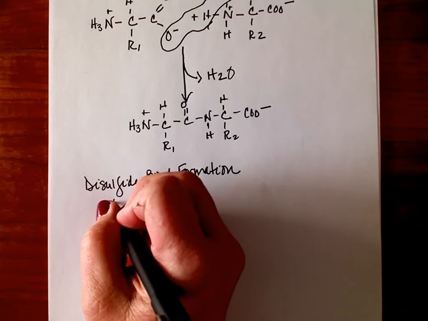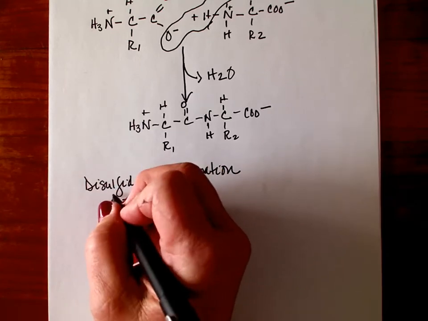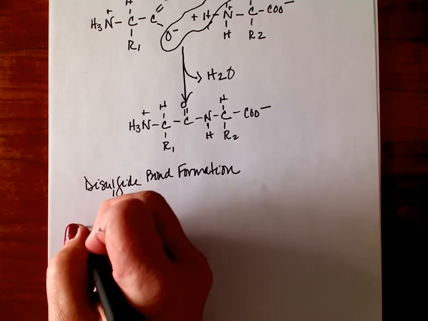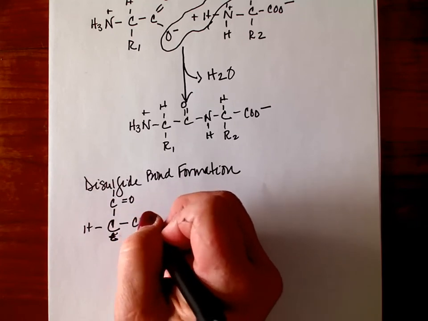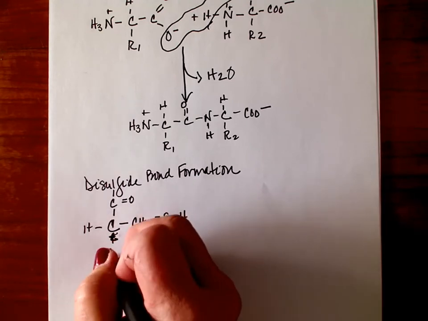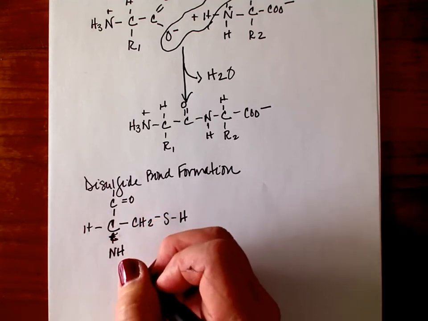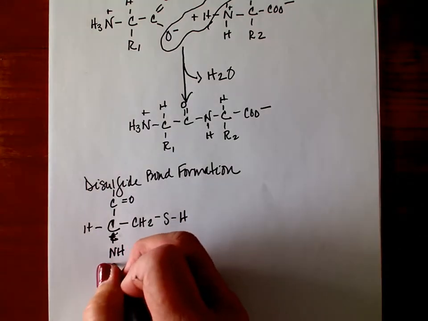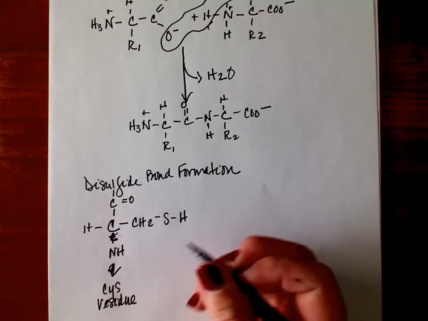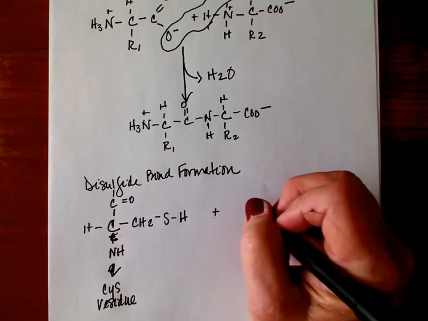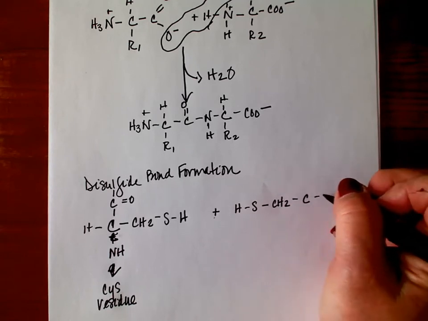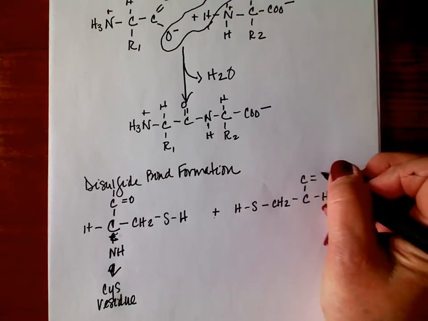So this is going to occur, and I'm just going to draw a portion. Oops, sorry about that. Make that a C. Of a peptide chain, and this is going to go on. So this is a cysteine residue, and it can react with another cysteine residue within the same polypeptide chain to form the disulfide bond.